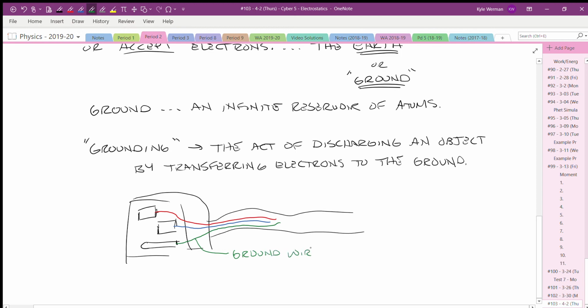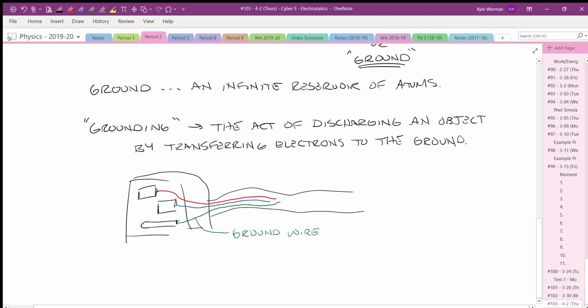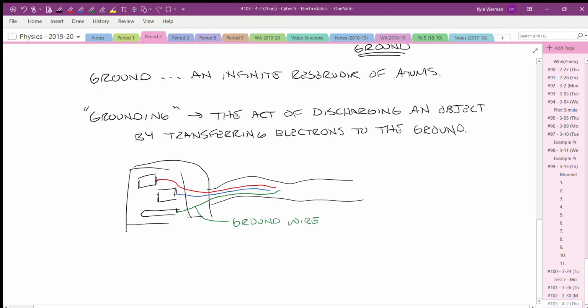And if you were to go to your circuit breaker box, you would see there's a wire that's literally exiting your circuit box and going into a spike that's driven into the ground. If you walk by a telephone pole in the city, you'll see at the bottom there's usually a metal wire that's connected to a spike that goes right into the ground, right? So you have a ground wire.